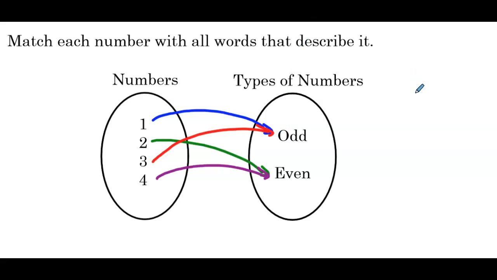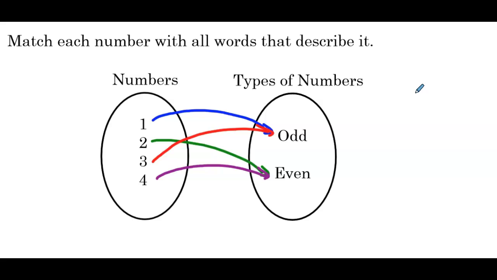So we've created a relationship between the numbers and types of numbers again, but now we only have the words odd and even to connect to. So we notice we have fewer arrows. We still have that same machine. It has this new diagram. So if we input 1, it follows the blue arrow, it outputs odd. Input 2 to the machine, it follows the green arrow, outputs even. Input 3, it follows the red arrow, outputs odd. Input 4, it follows the purple arrow, outputs even.